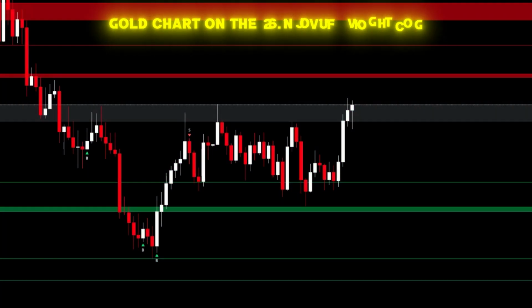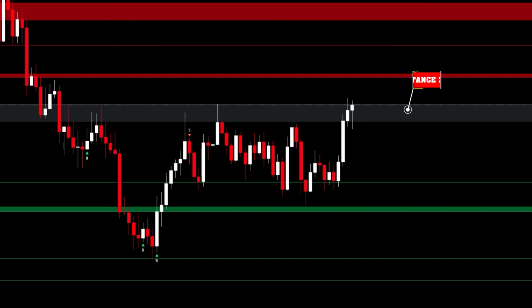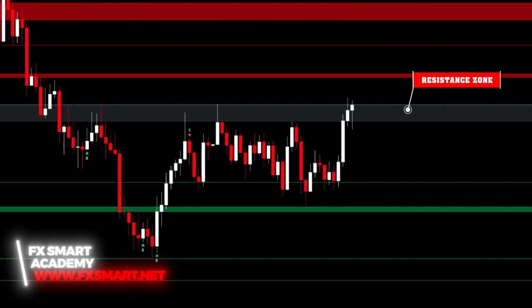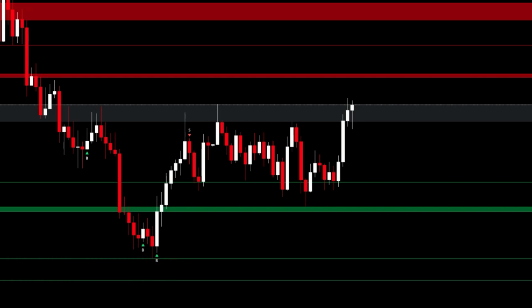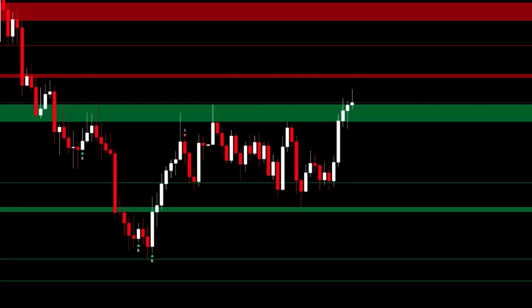Now, let's take a look at the gold chart on the 15-minute time frame. As you can see, the trend is bearish and the price is currently retracing towards a resistance level. When the price enters the resistance zone, the color of the zone changes. If the price closes above the resistance level, the color turns green, and if it closes below, the color turns red. This setup is one of the key smart money concepts that I've covered extensively in my smart money videos.